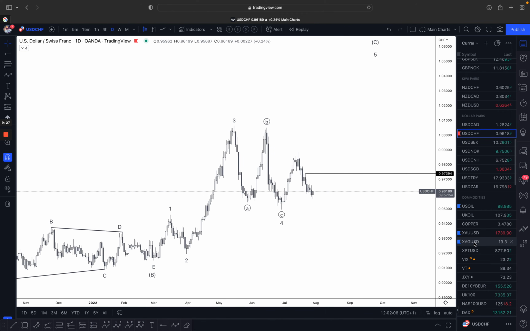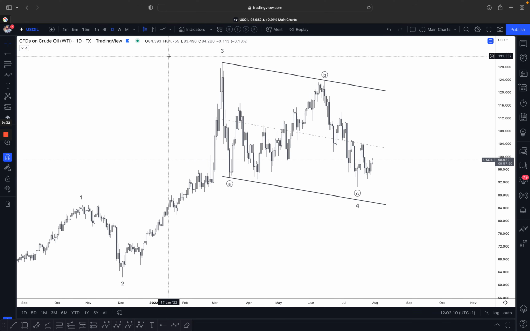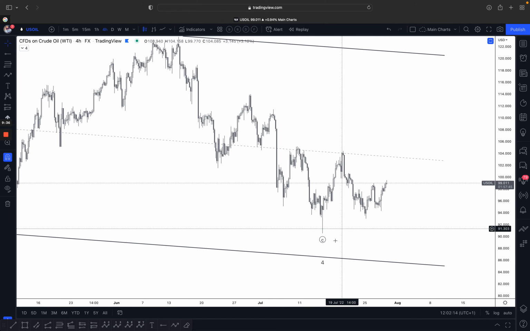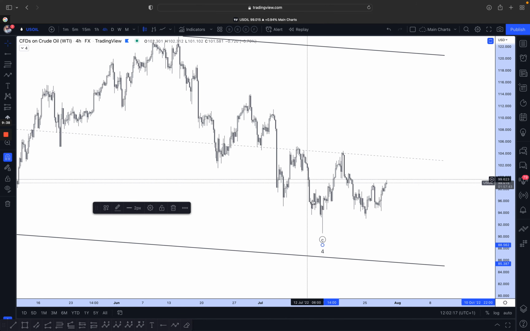Let's have a look at some other potentials here. US oil, I covered that last week. We're still holding. Last week I mentioned that we may be looking for another push to the downside. That could still be on the cards.